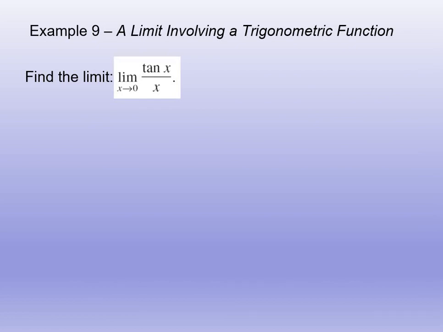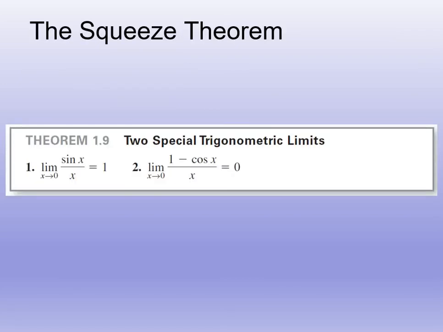We have a limit involving a trig function here, so we want to find the limit of tangent of x over x as x approaches 0. Well, great. Direct substitution doesn't work because we have division by 0. There's no special case for tangent, right? I'm going to step back a slide. There's only a special case for sine and a special case for cosine.